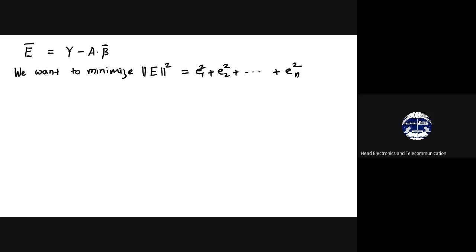Now we want to minimize the square of the error. So this is my error vector. I take the square of this, so that is the norm square. I want this quantity to be minimized. So I just write the individual error squares and add all of them. So as per our definition, this will be the addition of error square.